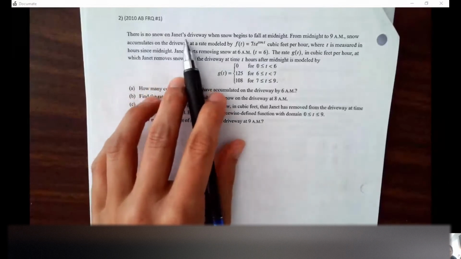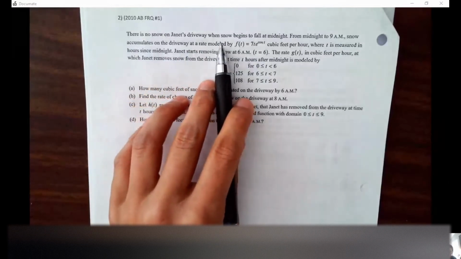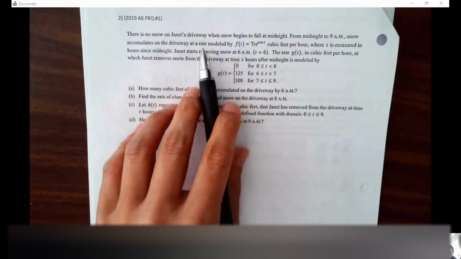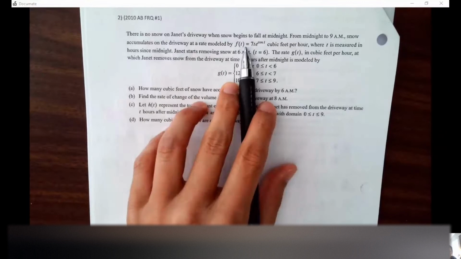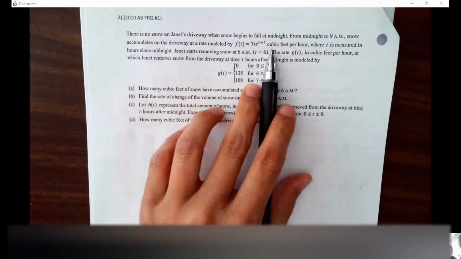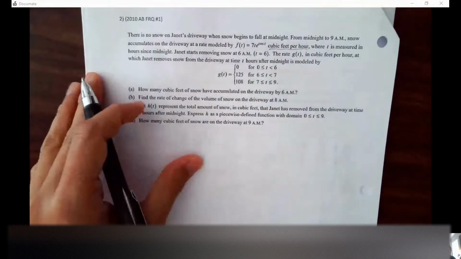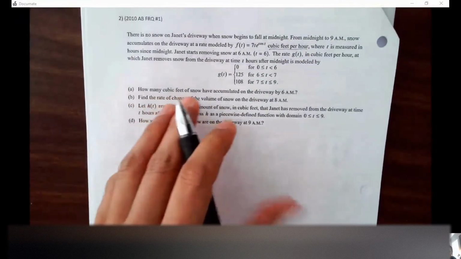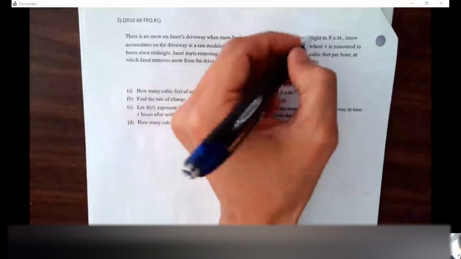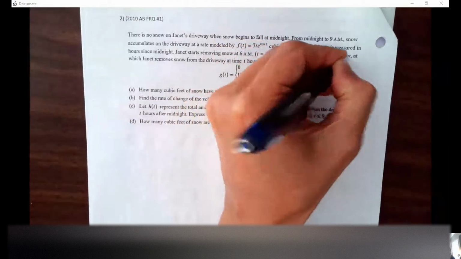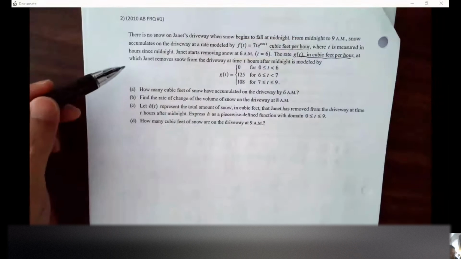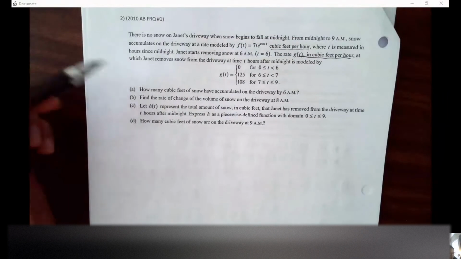There's no snow on Janet's driveway when snow begins to fall at midnight. From midnight to 9 a.m., snow accumulates on the driveway at a rate modeled by f of t cubic feet per hour, so this is a rate, where t is measured in hours since midnight. Janet starts removing snow at 6 a.m. The rate g of t, in cubic feet per hour, at which Janet removes snow from the driveway at time t hours after midnight is modeled by g of t.